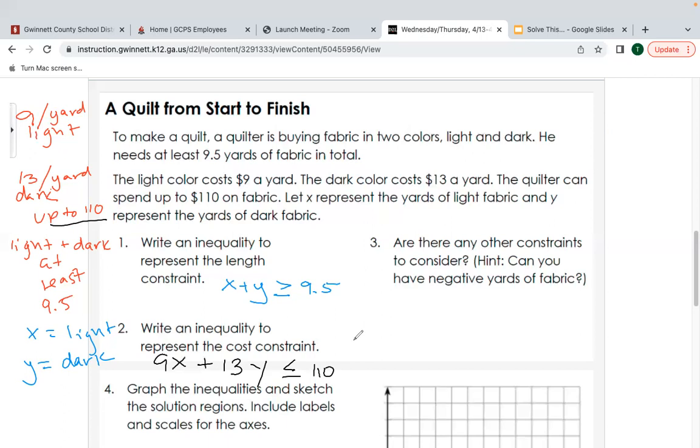Okay, I'm going to pause. Does everybody understand how to write these two inequalities? That's the first thing that you got to do on almost every single problem in this unit.